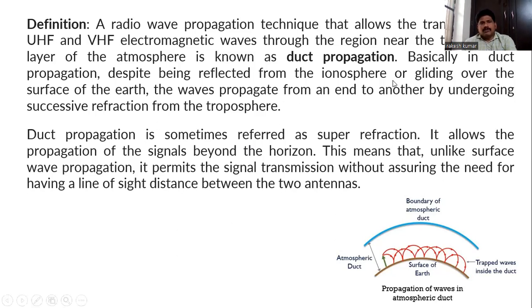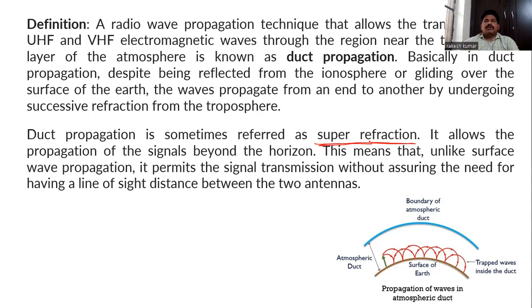Basically, despite being diffracted from the ionosphere or gliding over the surface of the earth, the waves propagate from one end to another by undergoing successive refraction from the troposphere. The other name of duct propagation is super refraction.